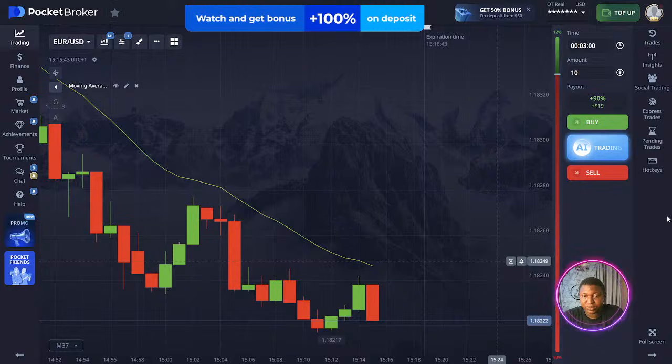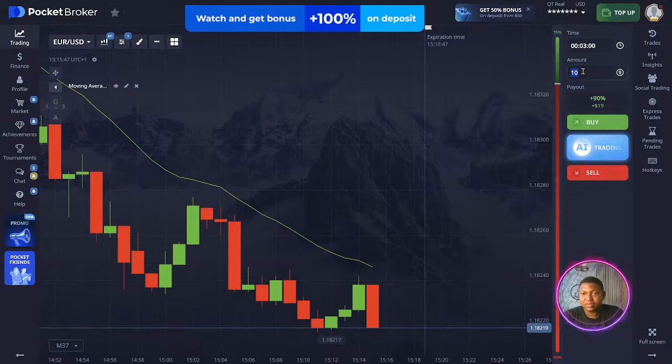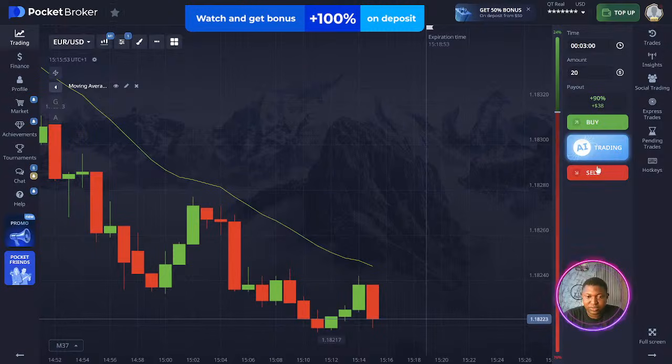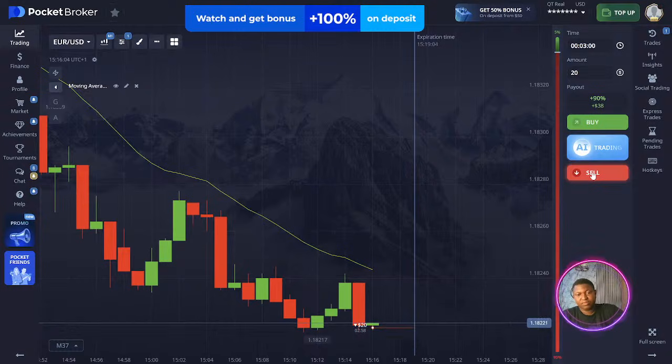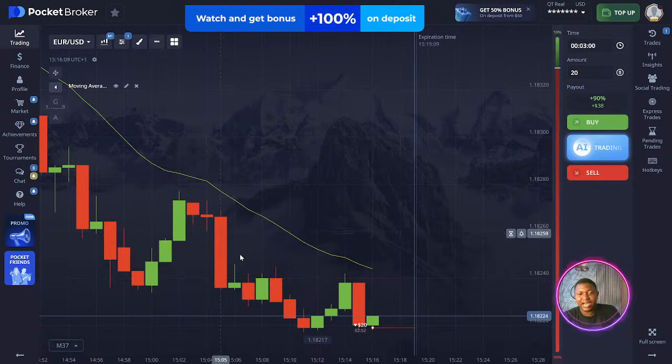Let this candle close and we enter again. Let's double our entry. Let this candle close and we enter again because the market is still coming down. Okay, so you have entered again. I know that the market is coming down. Coming down, down, down, down, down.